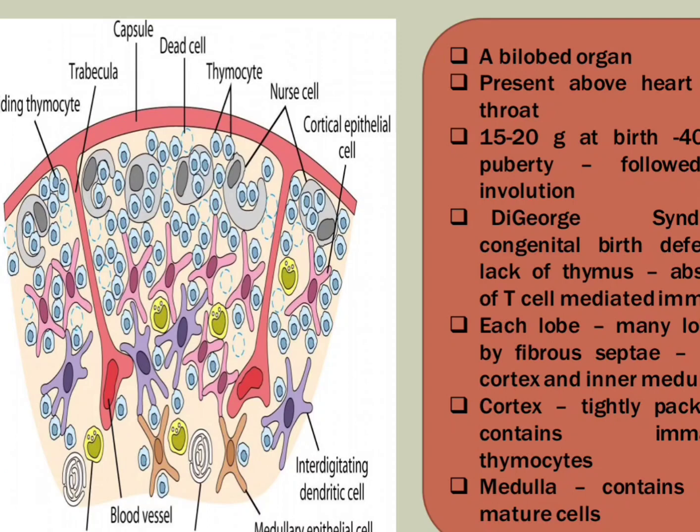Now what about the bursa of Fabricius? In birds, instead of bone marrow, the bursa of Fabricius is present, which gives rise to the stem cells, ultimately giving rise to all the other blood cells and helping in the formation of the immune cells. So that is just the replacement of bone marrow by bursa of Fabricius in the birds. So this is about the primary lymphoid organs.